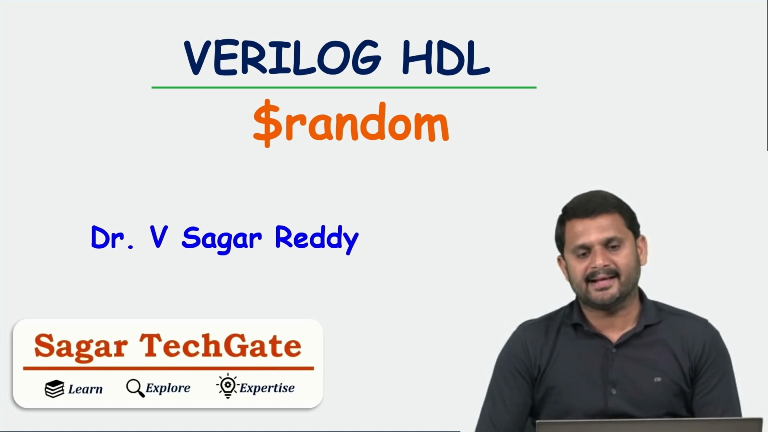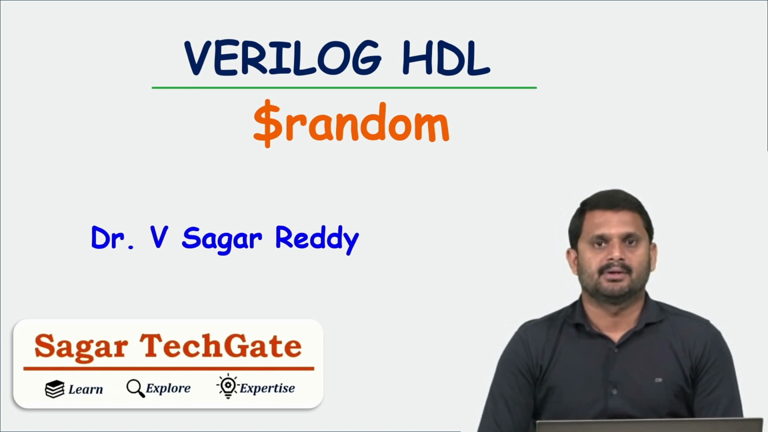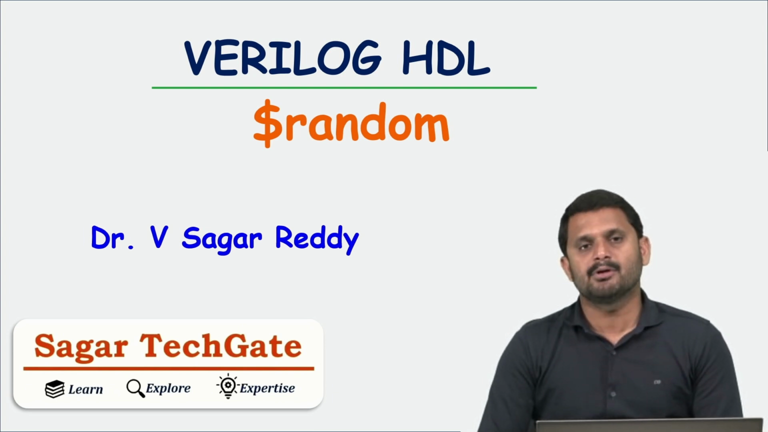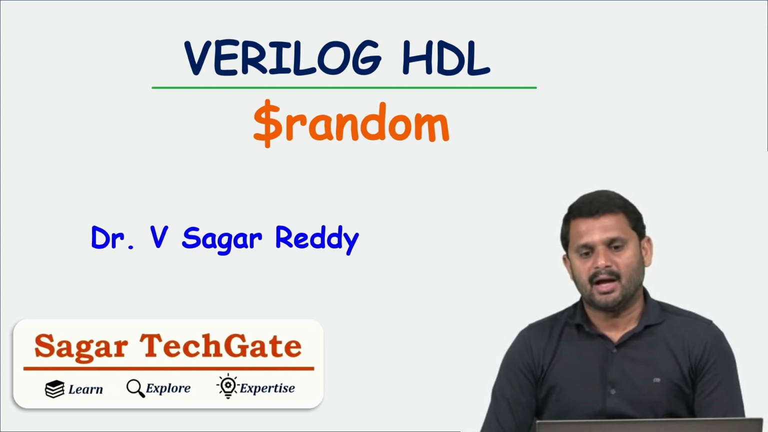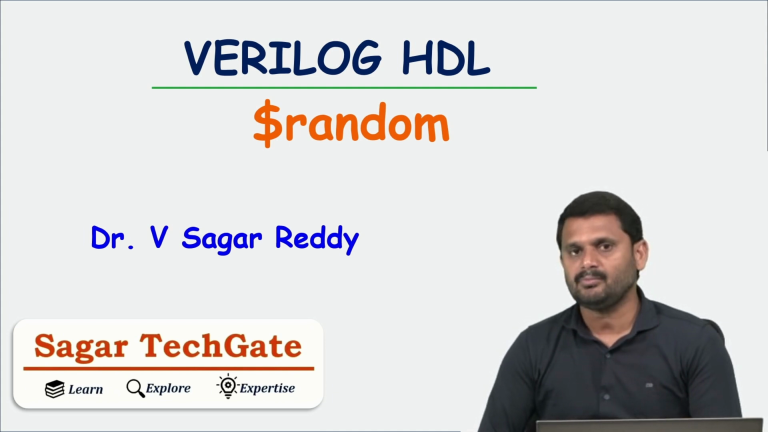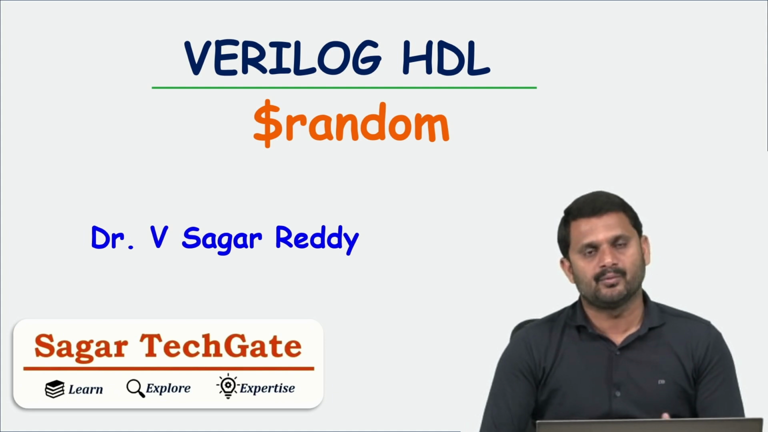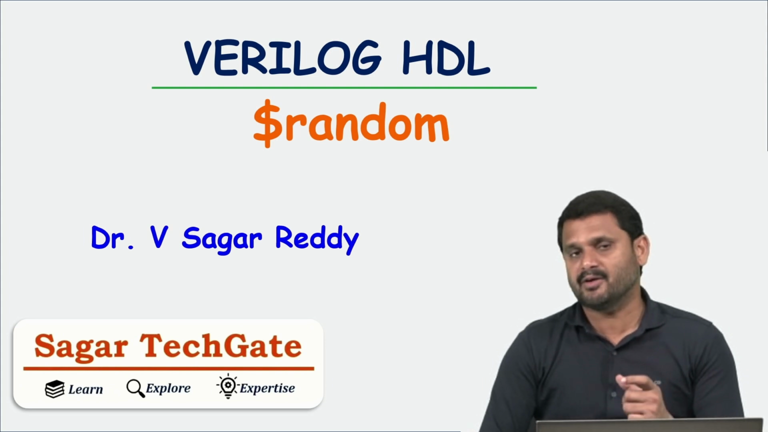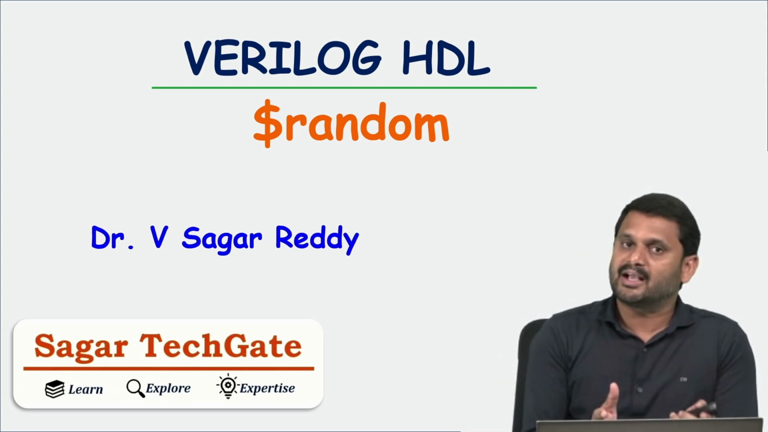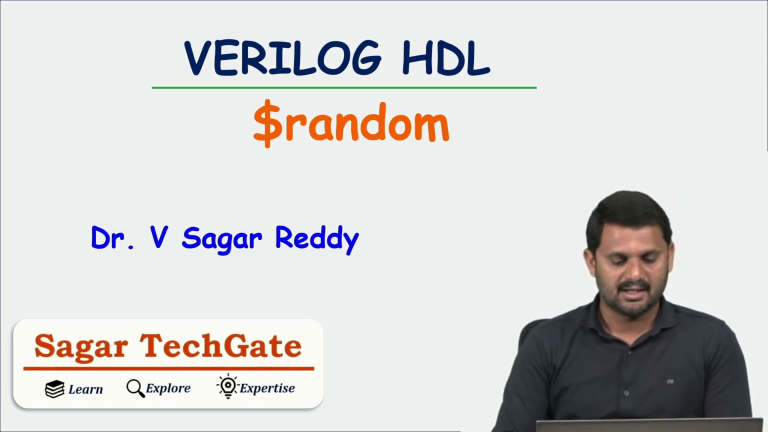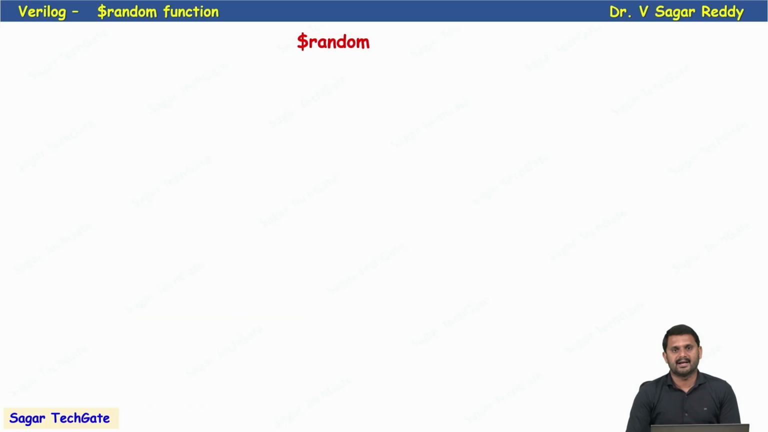So in this video, we'll explore $random. It is a system function in Verilog, a powerful tool for generating a random number during a simulation. In this video, you will learn what $random is, how it works, and how to use it in test benches, and also the behavior of assigned outputs, and how we convert negative outputs into positive outputs. We'll see all these in this example. Let's get started with $random.